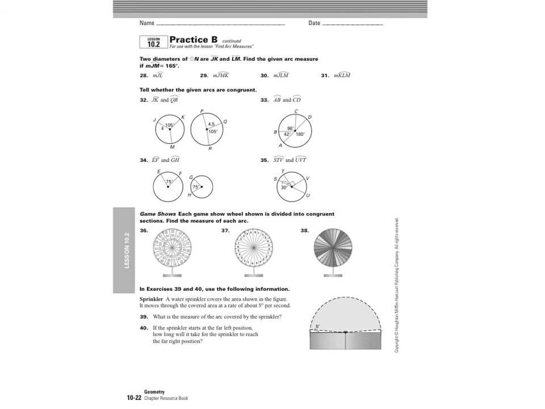You will not have any questions like where you're going to find if the arc measures are congruent. So nothing like this, and nothing like that word problem there with the fan.